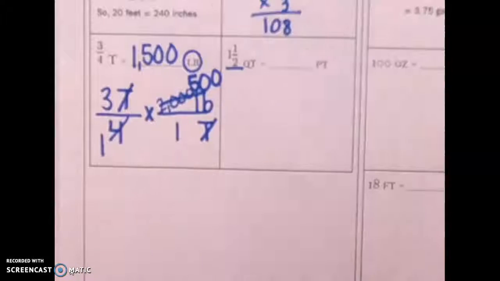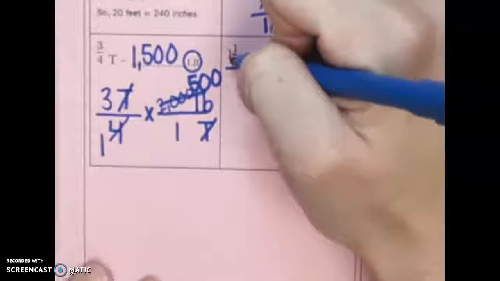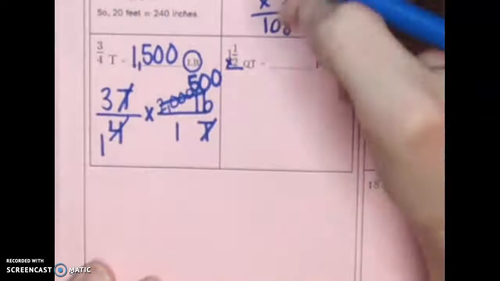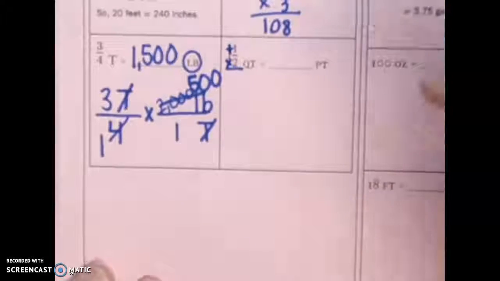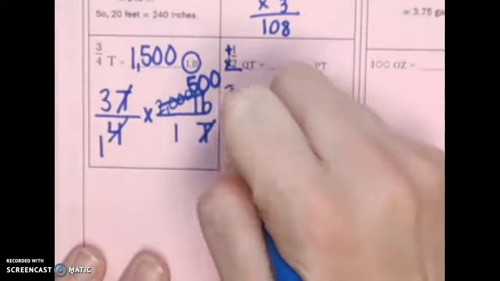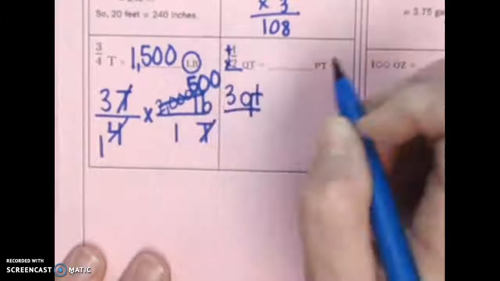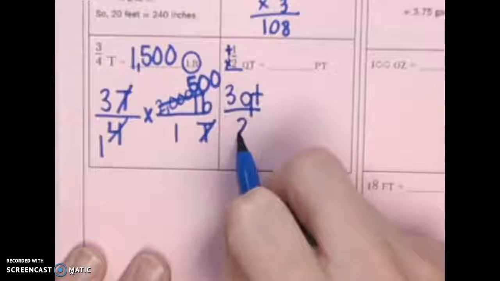So this is a mixed number. We have to change it into a what? An improper fraction. So we're going to take 1 times 2, and we get 2. Plus 1, we get 3. So we have 3 quarts over 2, because that's what's on the bottom still.